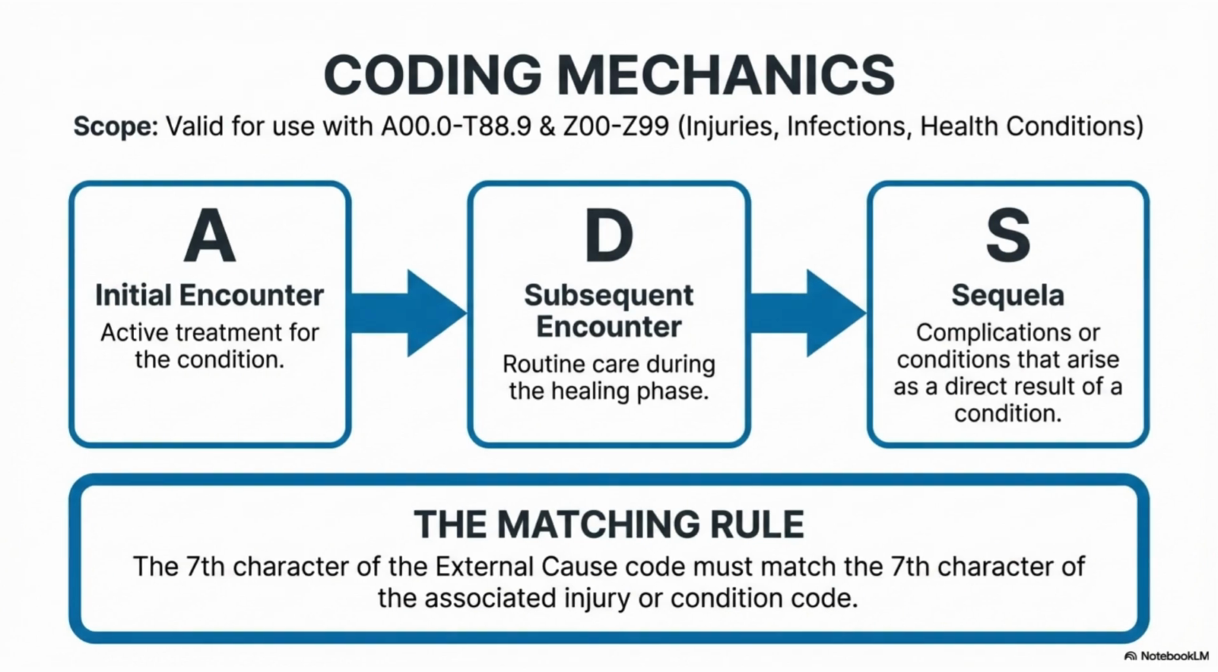External cause codes apply to injuries, infections, and health conditions in the A00-T88 and Z00-Z99 ranges. And the 7th character, A, D, or S, must match the 7th character of the injury code. That keeps the story consistent between the injury and the context. Whatever 7th character the injury code uses, the external cause code must mirror it. If the injury is an initial encounter, the external cause code must also reflect an initial encounter. Same for subsequent encounters and sequelae.